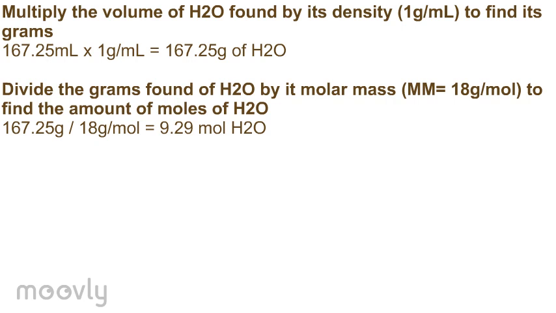167.25 grams of H2O. Now take the amount of grams found and divide it by its molar mass, which is 18 grams per mole, to find the amount of moles of H2O present. So take 167.25 grams divided by 18 grams per mole, and it will equal 9.29 moles of H2O.